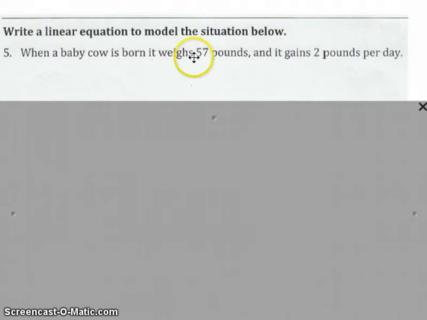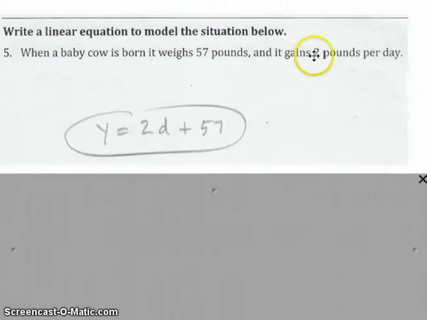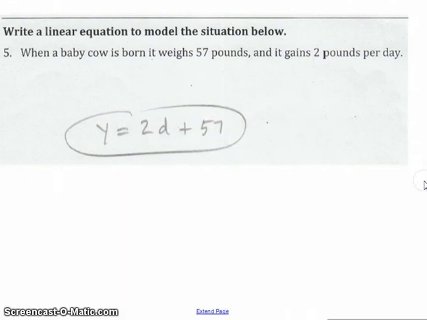That's my y-intercept, 57. I put those two things together in an equation. Y equals mx plus b becomes y equals 2 for slope. I chose to use d here for days, but I could have used x, plus 57. That's my y-intercept, and that's it. That's the full extent of my equation there. That's the end of that page, and I'll start a new video for the next one.